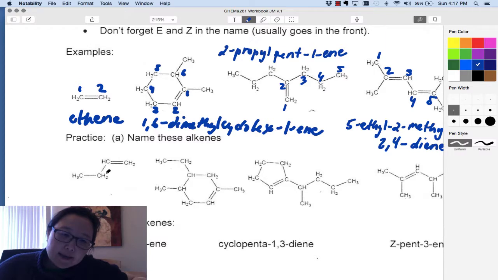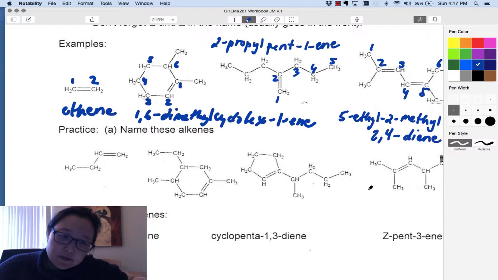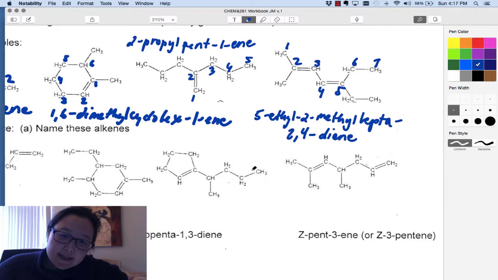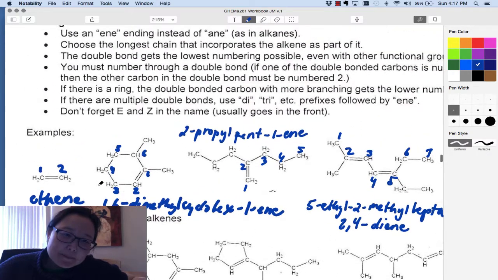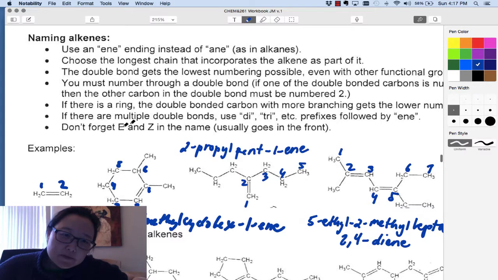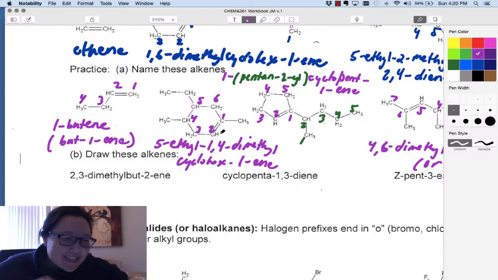So these are for practice for you to go through. Try naming these, and we'll go through that in a moment. Go ahead and refer to these rules and these examples and give it your best shot. All right, so let's take a look at some of these.